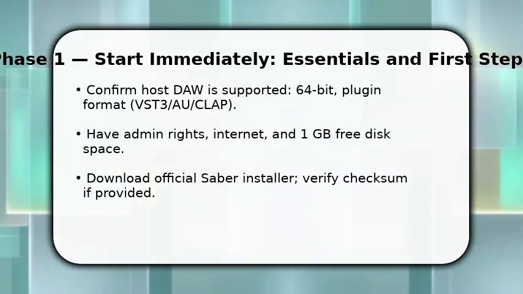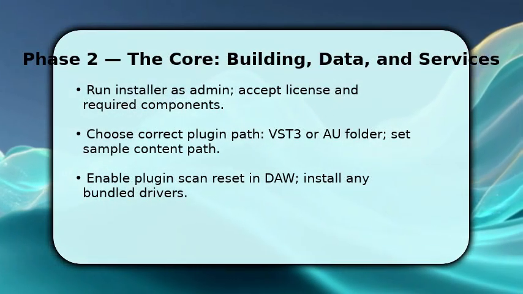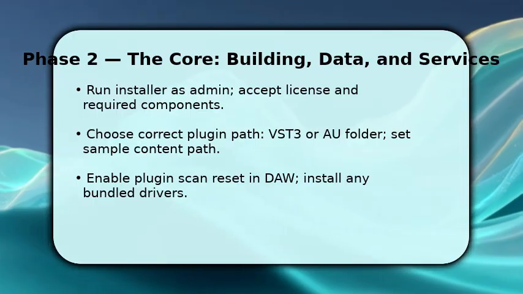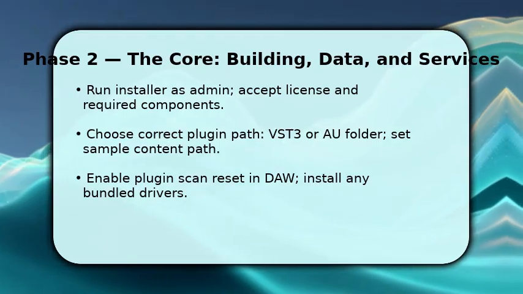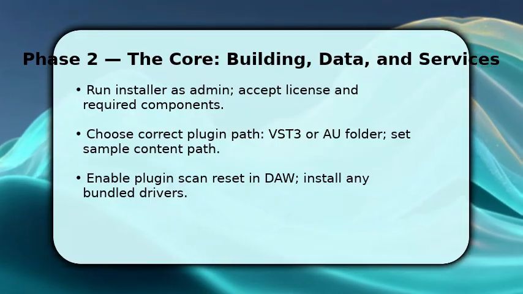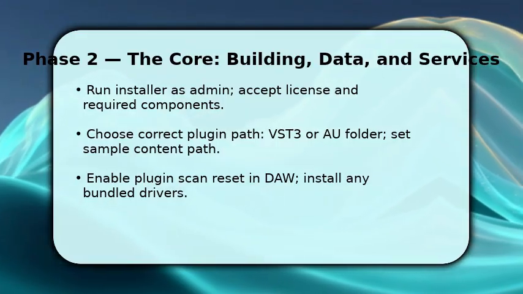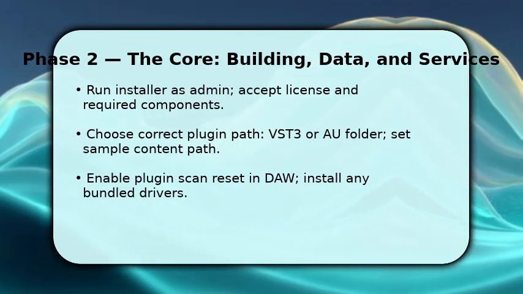Run the installer as administrator and accept the license. You'll be prompted to select components, so pick the plugin formats you need and any bundled presets. During setup, choose the correct plugin path, VST3 for most hosts, AU for macOS, and set the sample content folder where presets and keys will live. Once installed, install any bundled drivers if prompted.